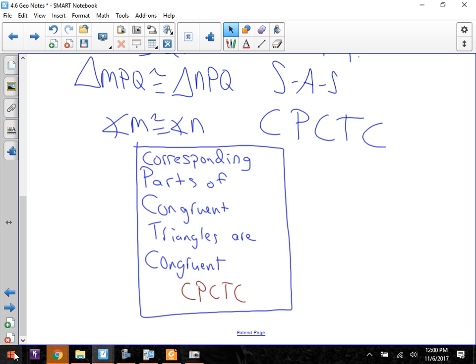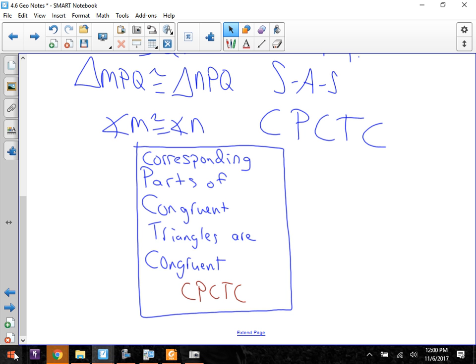Basically what this gets at, guys, is that once we state that you have triangles that wind up being congruent to each other, that means that all of the corresponding parts have to be equal to each other. They have to be congruent to each other.